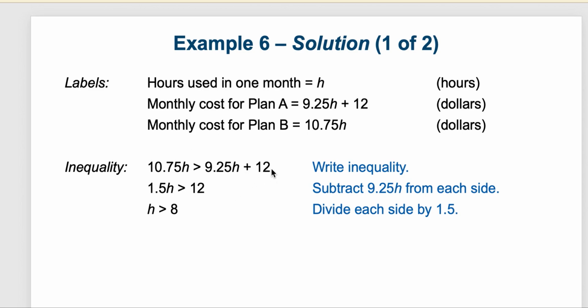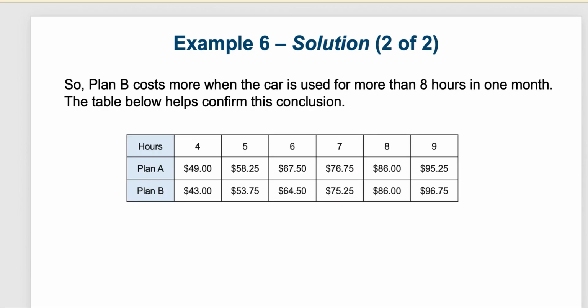Once we have our inequality, we know how to solve it, right? We are going to isolate the H. We subtract 9.25 H from both sides. If you do that, you have 1.5 H on the left-hand side, and on the right-hand side you have 12. Then we can divide both sides by 1.5. If you do that, you have 8 on the right-hand side. So H is greater than 8. What does it mean? It means Plan B costs more when the car is used for more than 8 hours in 1 month.